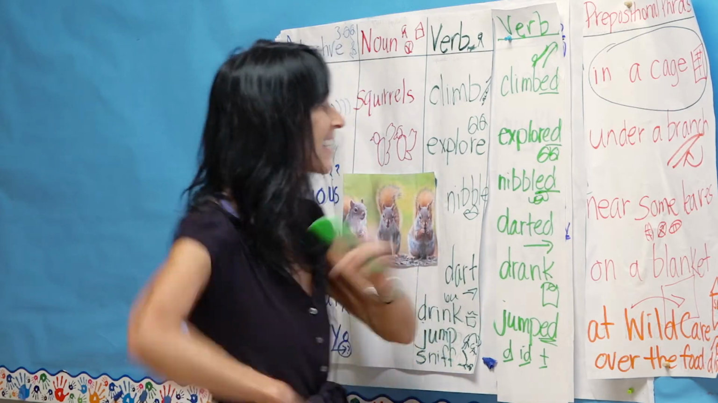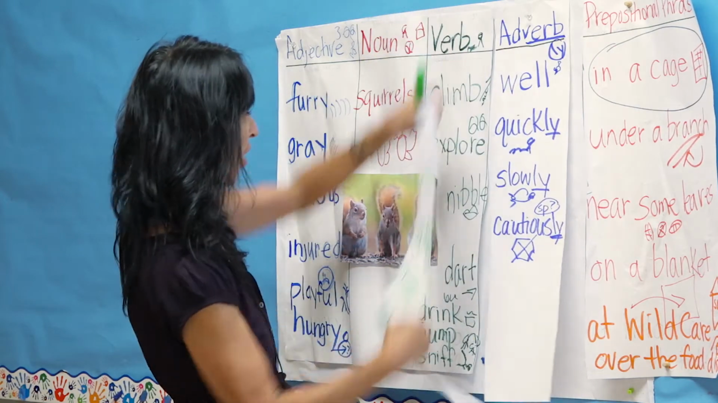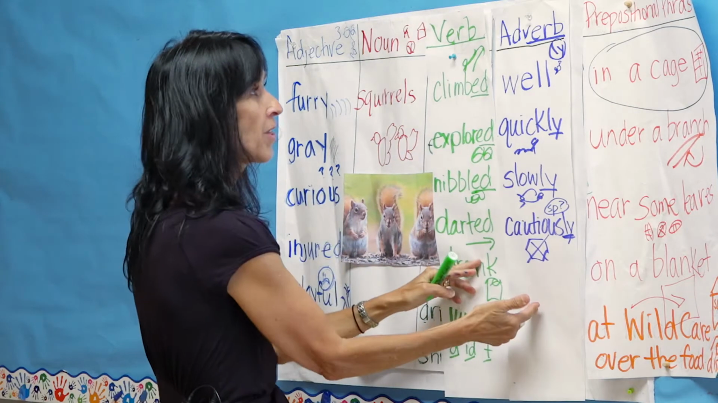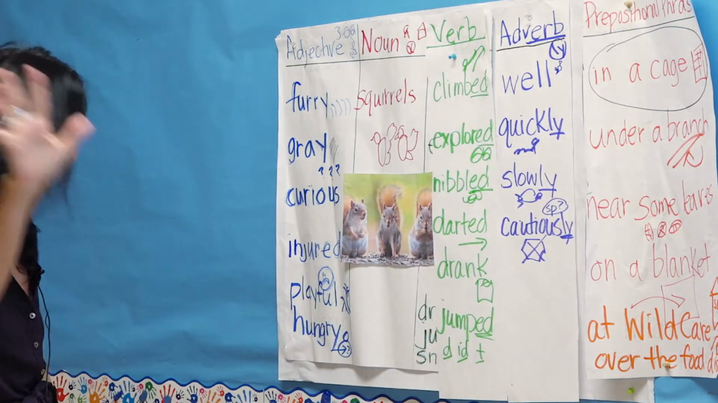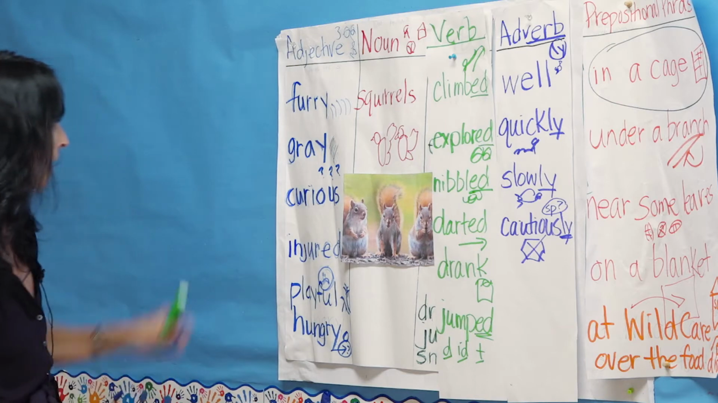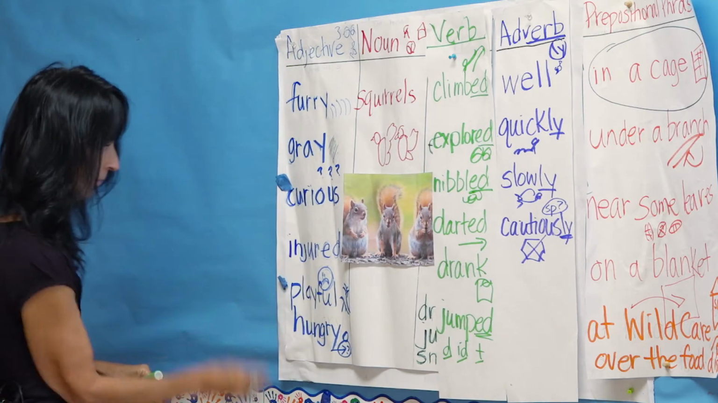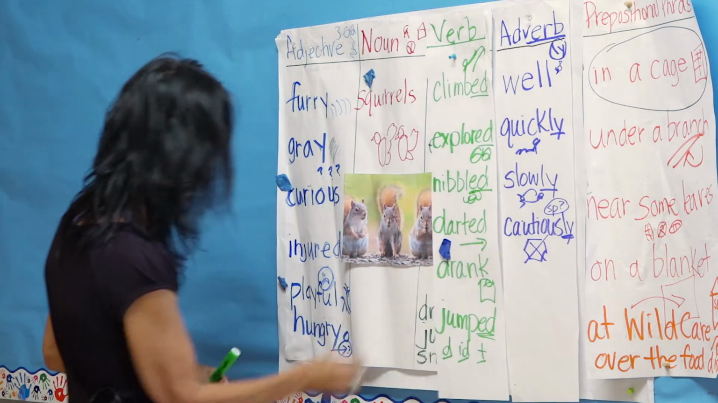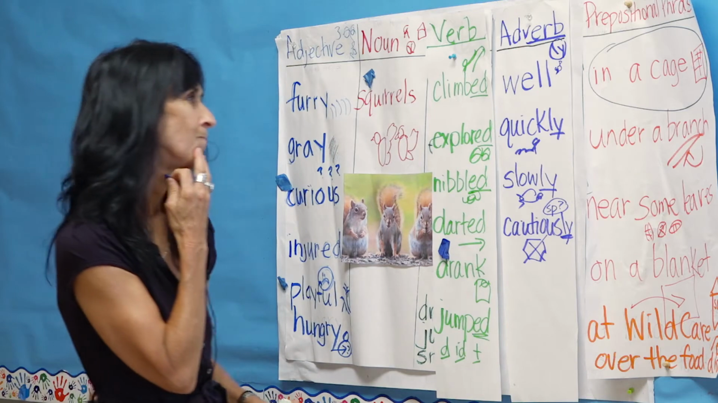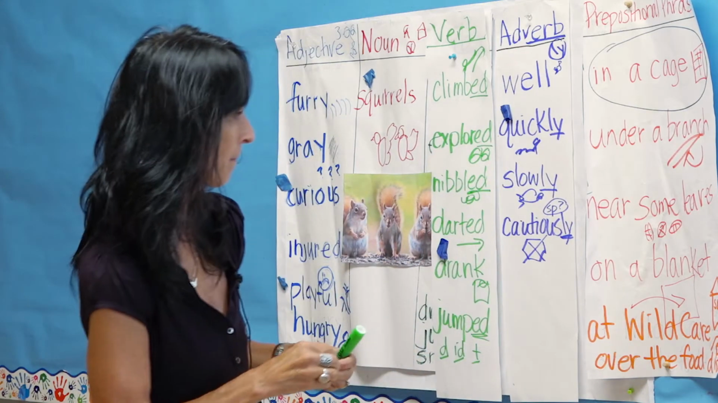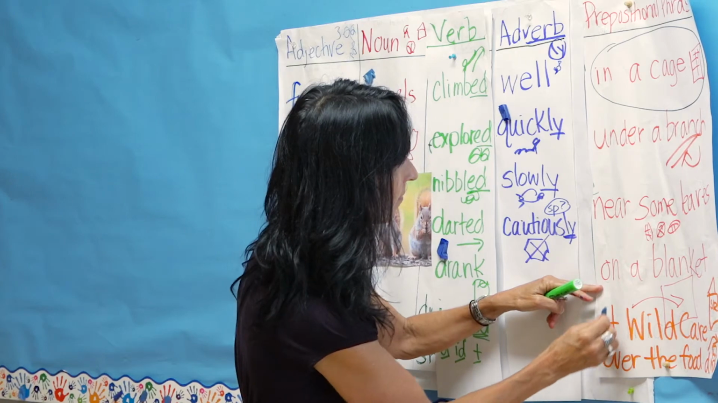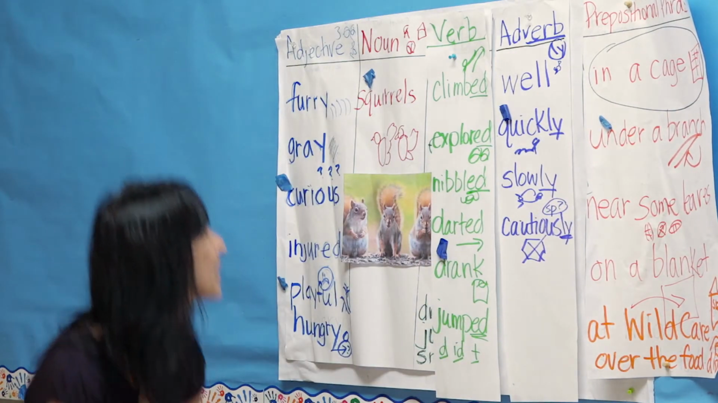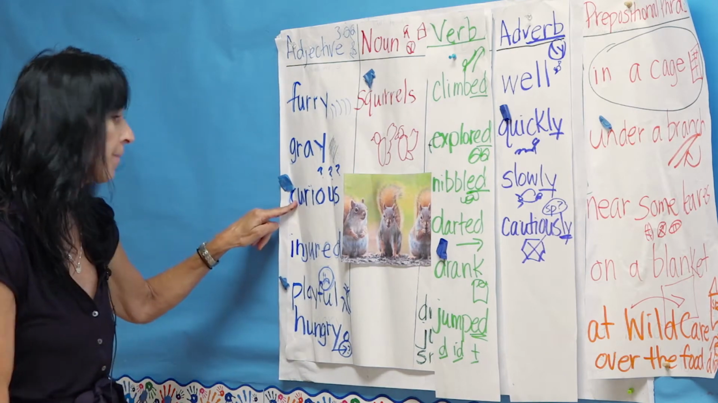All right, friends, we're ready to sing our new sentence patterning chart with our past tense verb, already happened, and with our adverb. Now we've got 5 parts of speech. Let's see. I'm going to go curious, playful, squirrels, drank, quickly, under a branch. We're ready to sing, friends. Here we go. Get ready and do the gestures with me.